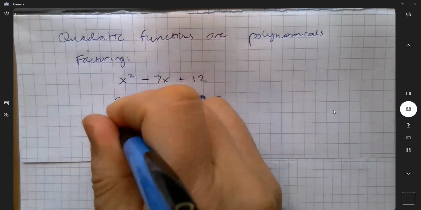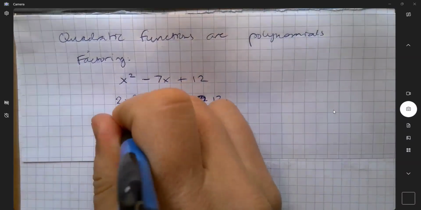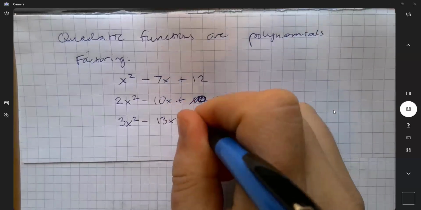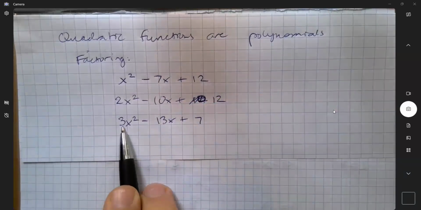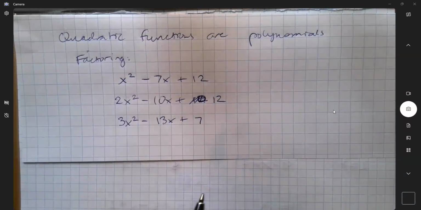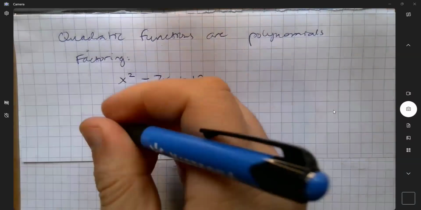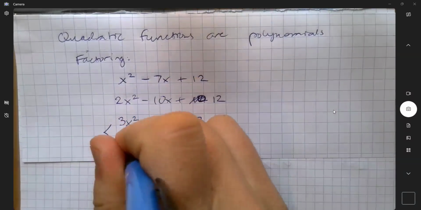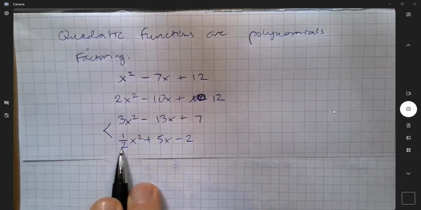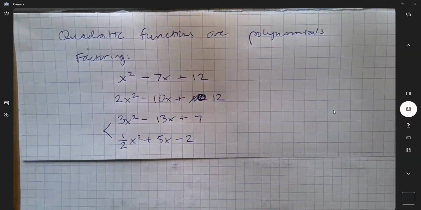And then there are ones where you could factor out the leading coefficient, but it's not going to make the rest of the quadratic function look easier. So there are basically three levels. Another example here is maybe if you have a fraction as your leading coefficient. And we're going to have different techniques for each of these. So let's start by factoring x squared minus 7x plus 12.